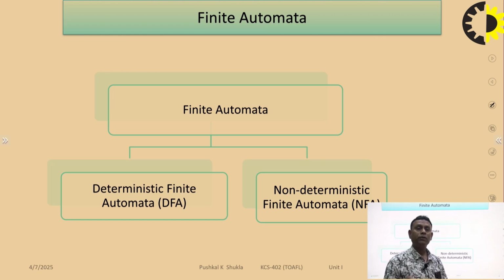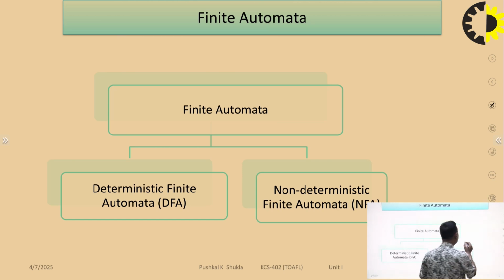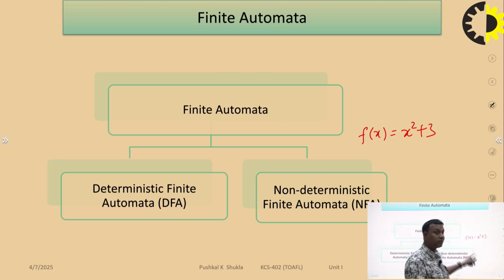The second type of machine is known as the push down automata. Push down automata is a machine which takes inputs and provides outputs, and there is a temporary memory. Temporary memory is used for calculation purposes actually. Suppose we have to perform a function f(x) equal to x square plus 3. For this calculation, there is a program memory where instructions are stored.